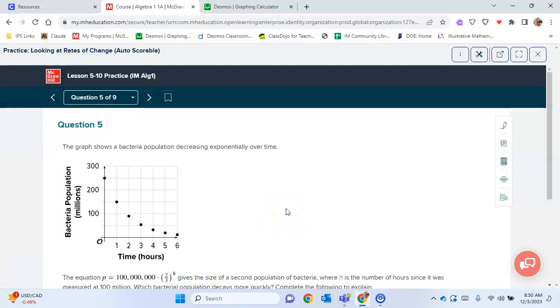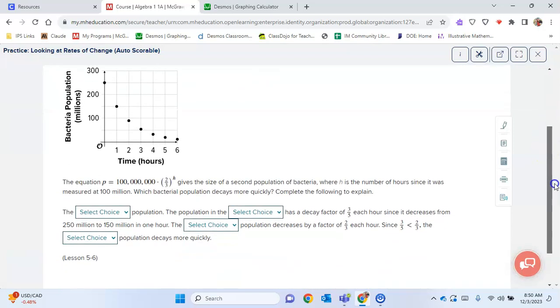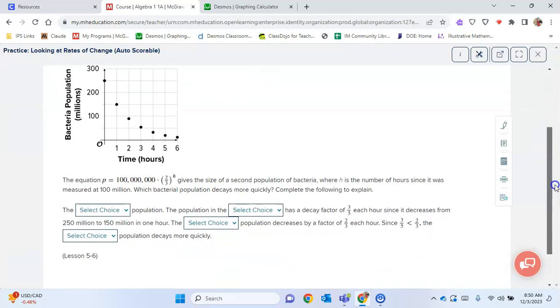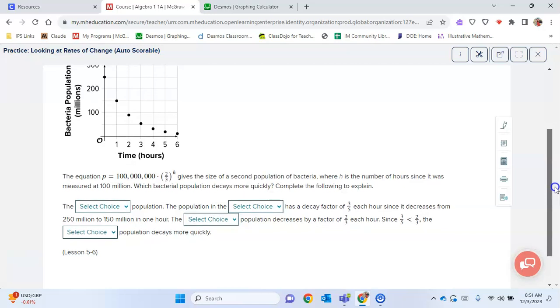The graph shows a bacteria population decreasing exponentially over time. The equation P equals 100 million times 2/3 to the H power gives the size of a second population of bacteria, where H is the number of hours since it was measured. At 100 million, which bacterial population decays more quickly?